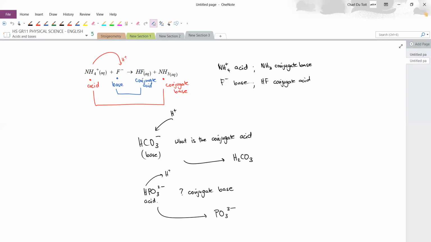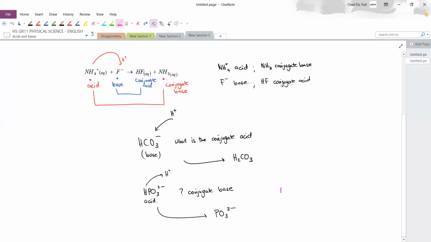Good. Base, HA. And there's an ampholyte, which is a substance that can be either a base or an acid. Water is an ampholyte. This one is an ampholyte. They can either be acids or bases.